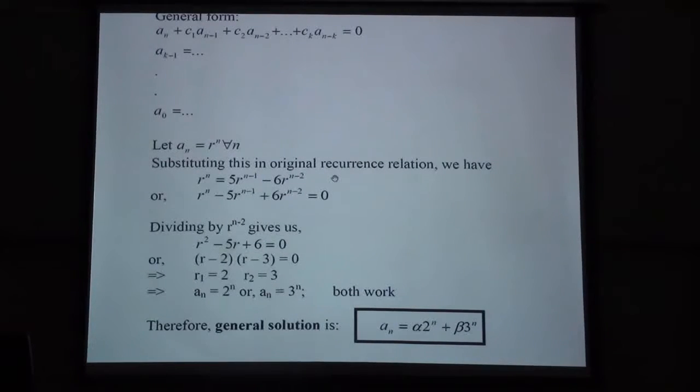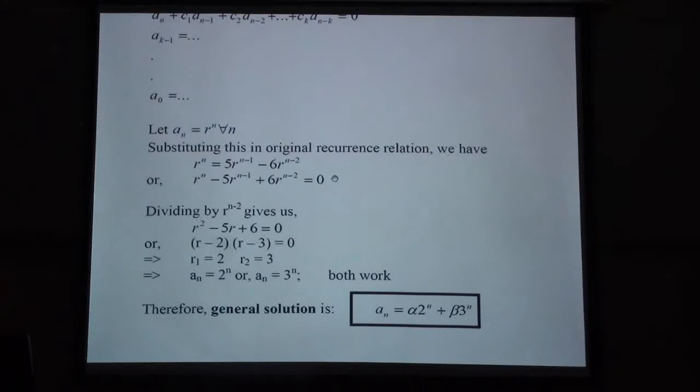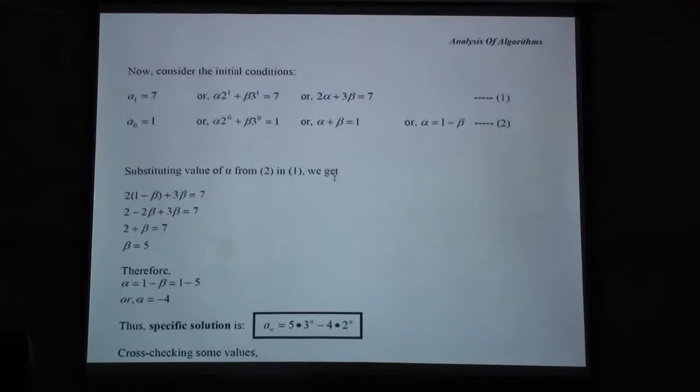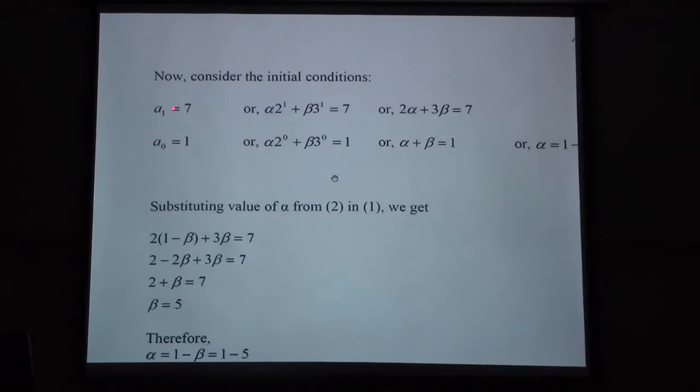Since we have this general solution, we're going to now plug in A0 and A1 and get those two equations for alpha and beta and solve them. So here is how we're going to do it. It's quite straightforward. Knowing A0 is 1 and A1 is 7 from the given, we get the equations that I talked about, which is alpha plus beta is 1, and 2 alpha plus 3 beta is 7.